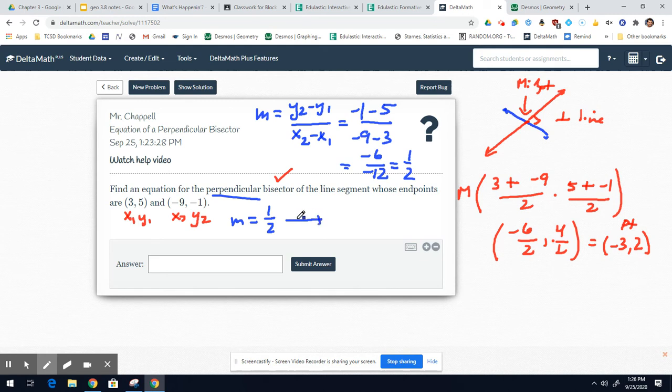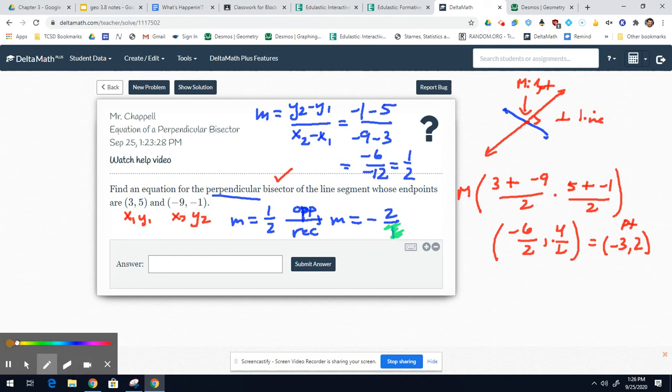I need the opposite reciprocal slope. So this is positive, so my slope is negative. This is 1/2, so I will do 2/1. But again, I don't need the 1 in the bottom, so my slope is -2. And now I simply use point slope form with this point and that slope.